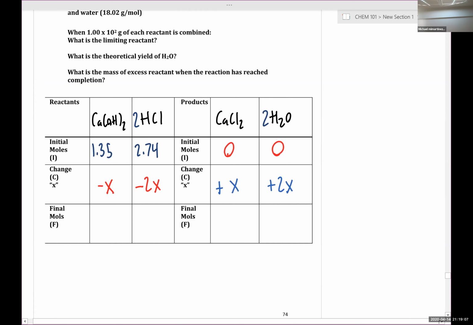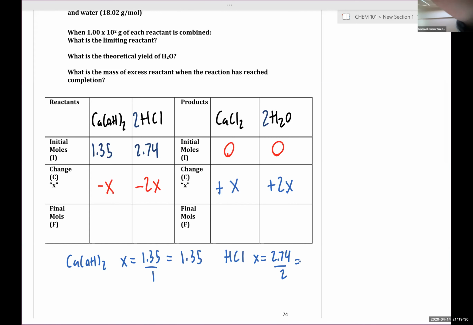Okay, now what we're going to do is we're going to solve for x. So for calcium hydroxide, x is equal to 1.35 over 1, which is just 1.35. For hydrochloric acid, x is 2.74 over 2. Remember, we're dividing our moles by our reaction coefficient. And that in turn gives us a value of x of 1.371.